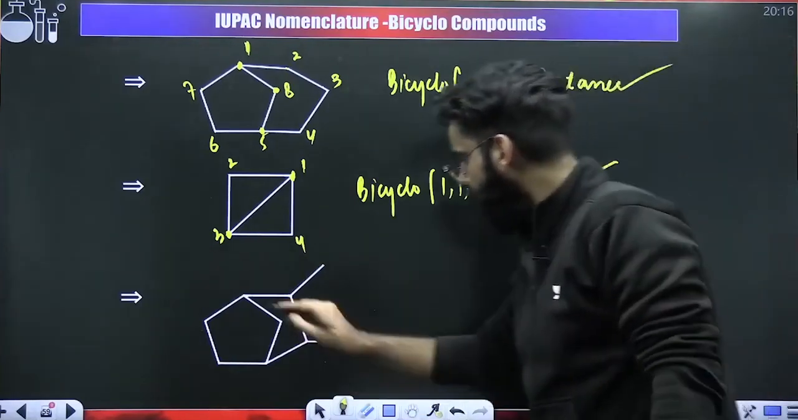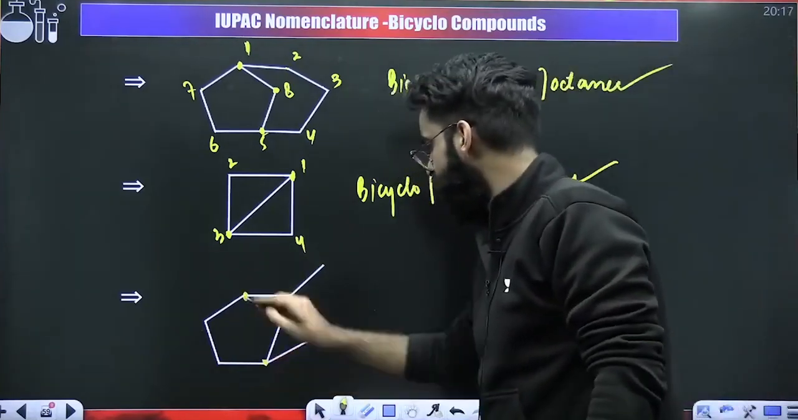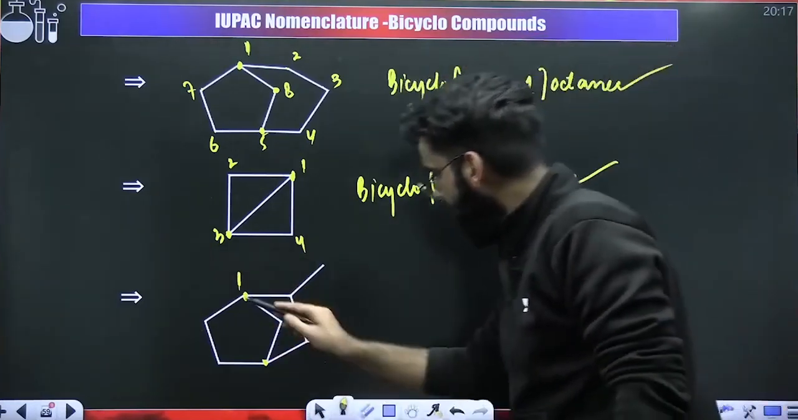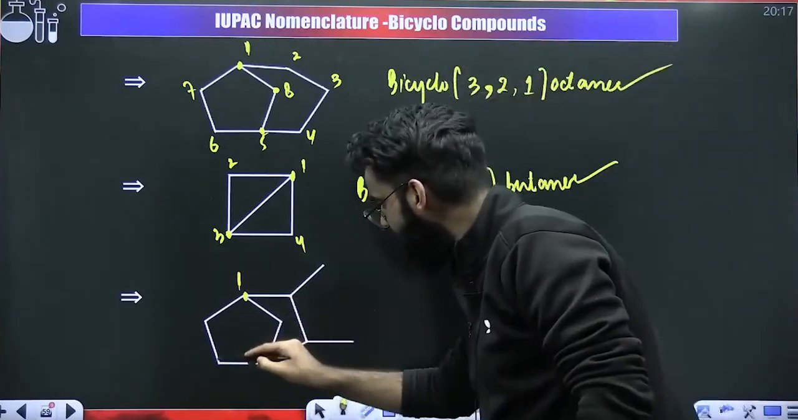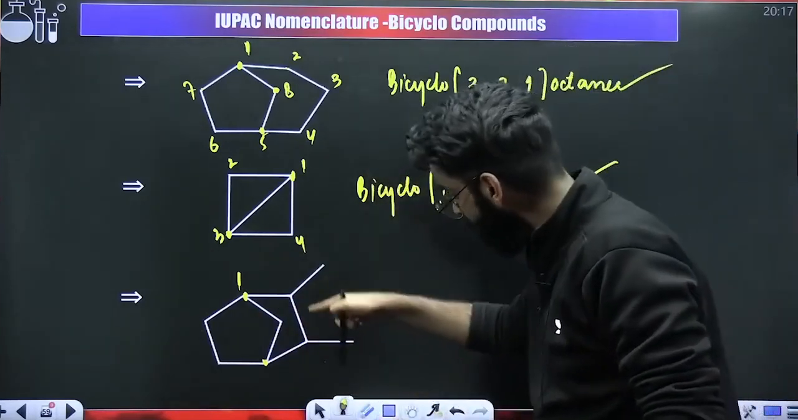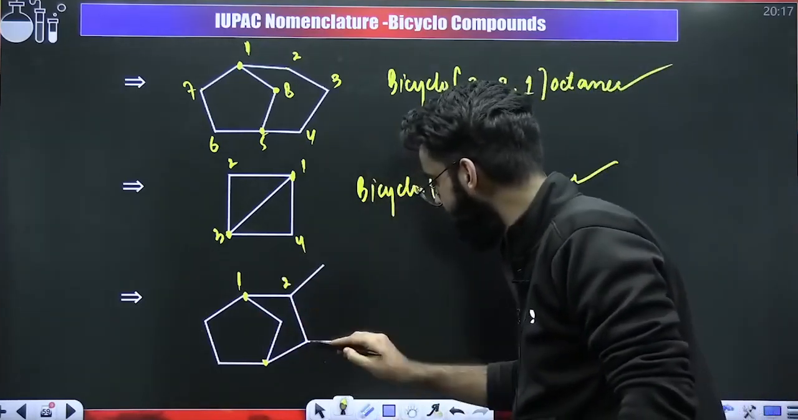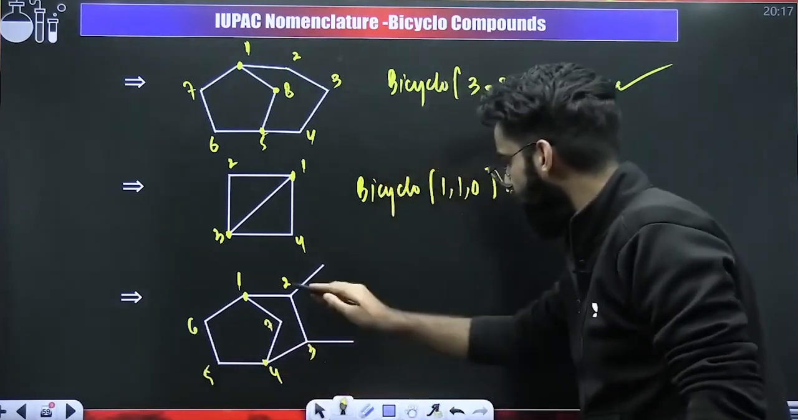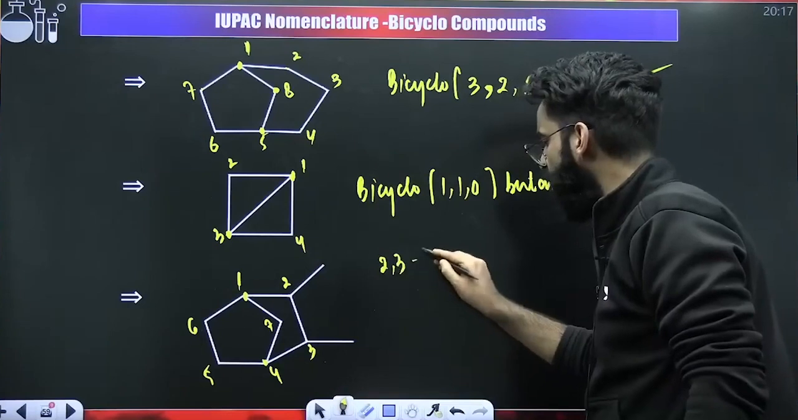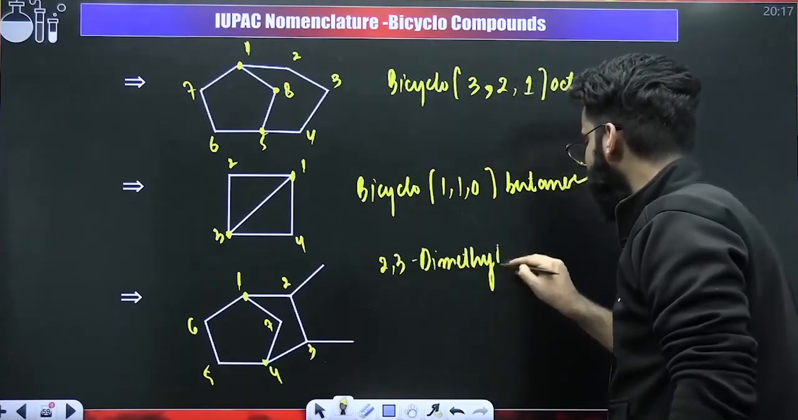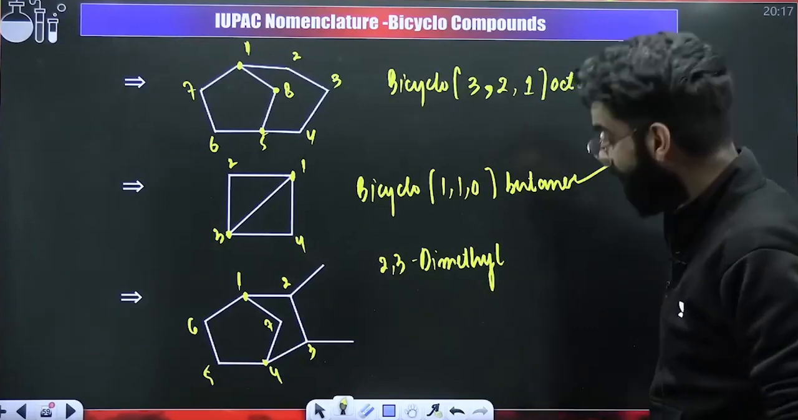Perfect. Now, start from the bridgeheads. Let's call this carbon number 1. This particular path contains 2 carbons, and this path again contains 2 carbons. Which one to prioritize? This one is substituted, so calling this 2, 3, 4, 5, 6, and this is 7. So it's 2, 3 dimethyl.